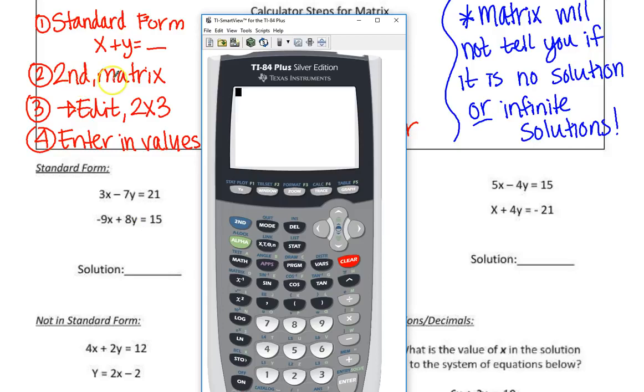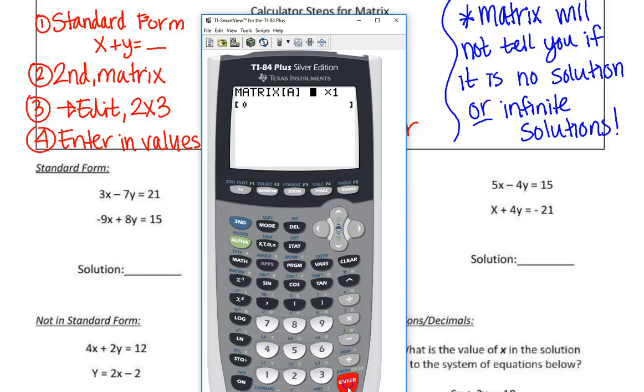So I hit second matrix. So second, that's this button right here. For most of y'all it's blue, some of y'all might be yellow. So second, and then matrix, underneath math, it'll say matrix in either blue or yellow. So we're going to press this X-1 button. And that pulls up the screen that I want you to see. Then we're going to go right to edit. So I just hit right twice. And I get to edit.